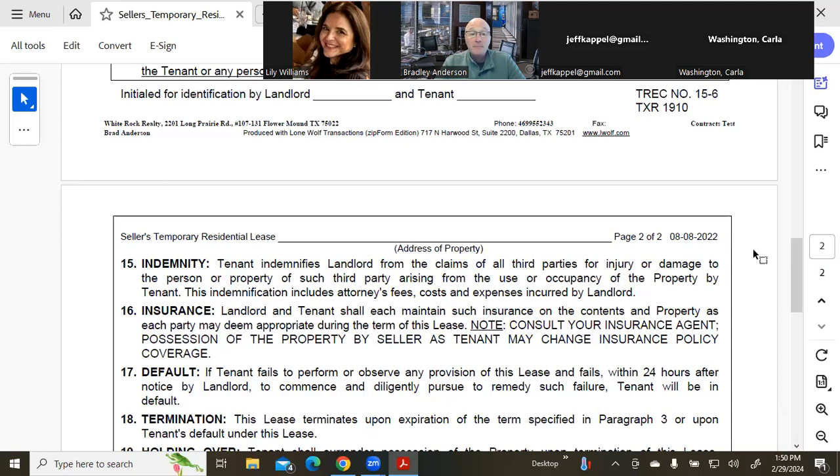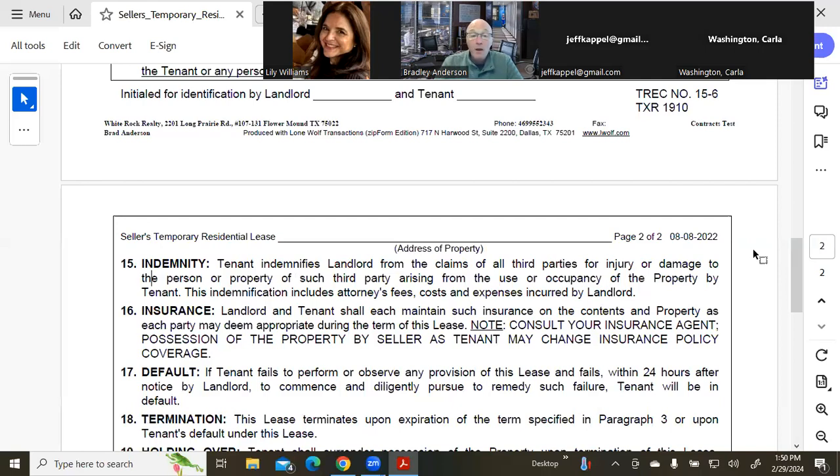So paragraph 16, landlord and tenant shall each maintain such insurance on the contents and property as each party may deem appropriate during the term of this lease. Note, consult your insurance agent. Possession of the property by seller as tenant may change insurance policy coverage. So the way I read this is that both people have to have insurance on that property during this term, for obvious reasons. All right.